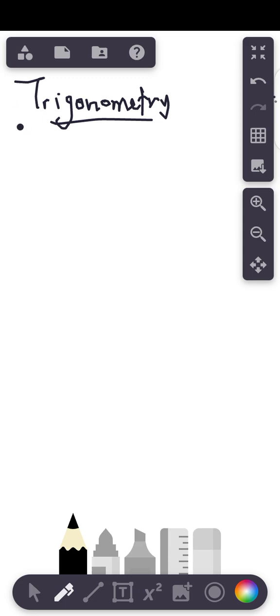Let's try out this trigonometric equation. Secant squared x plus tan squared x equal to 3.